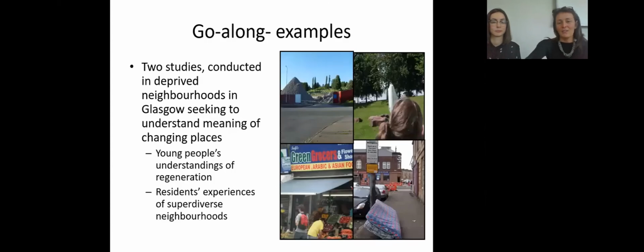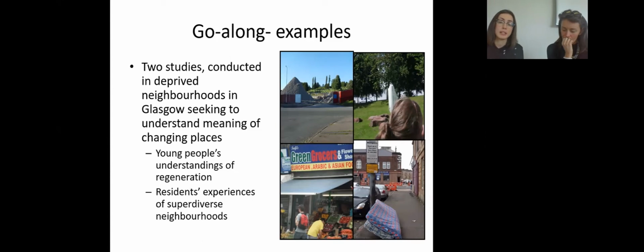I'm going to pass over to Jo now, who's going to talk about go-along interviews. During my PhD, which was 2010 to 2014, I looked at young people's experiences of urban regeneration. That's policies that look to change the urban environment, either through demolition or recladding or rebuilding of homes, often in deprived areas.